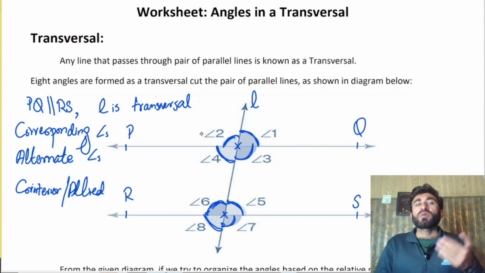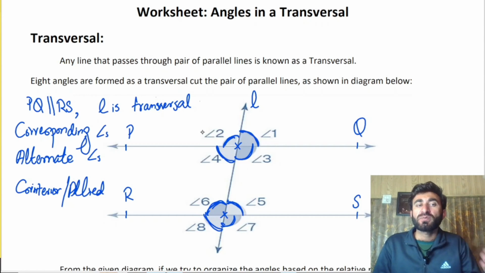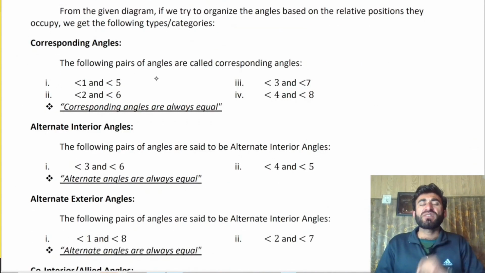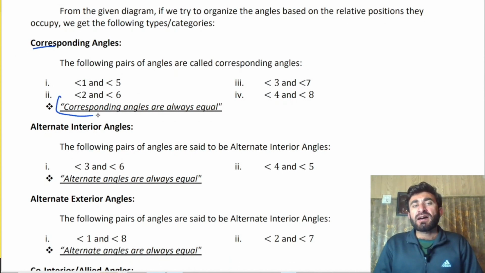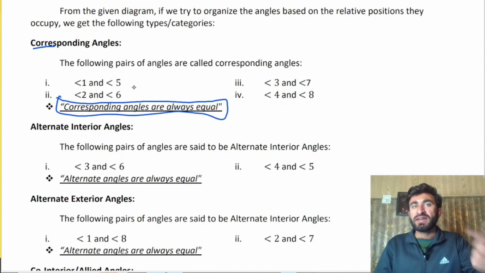So what are their properties? How basically are the corresponding angles related to each other, and how are the alternate and the co-interior angles? So just see this. First of all, corresponding angles. The corresponding angles are always equal. I have just listed the pairs of corresponding angles of the above diagram.